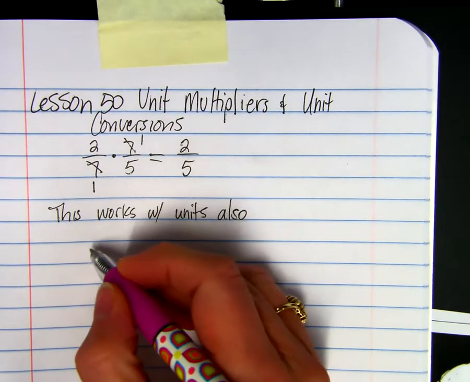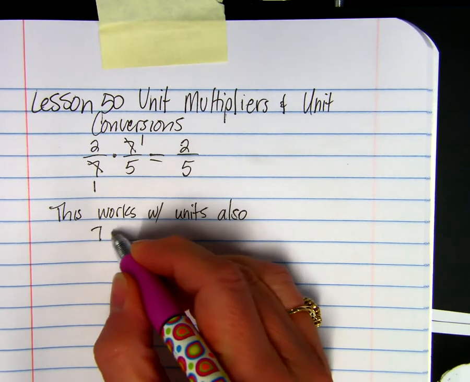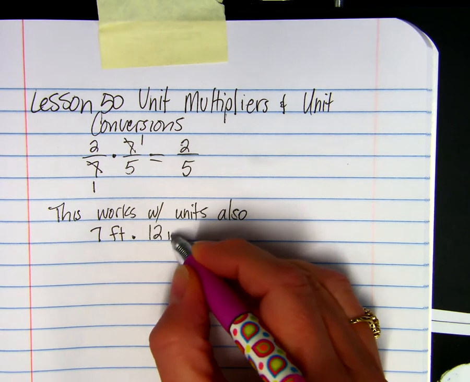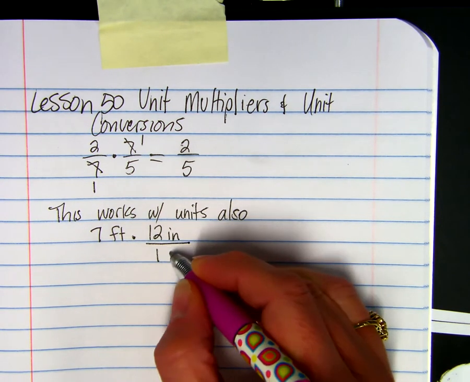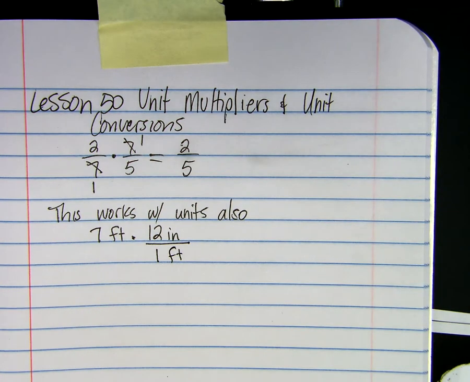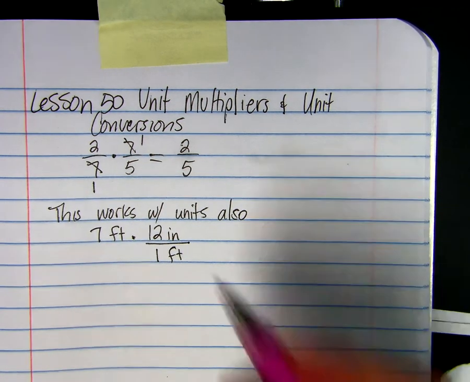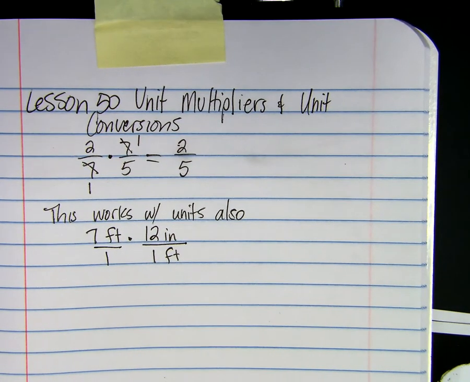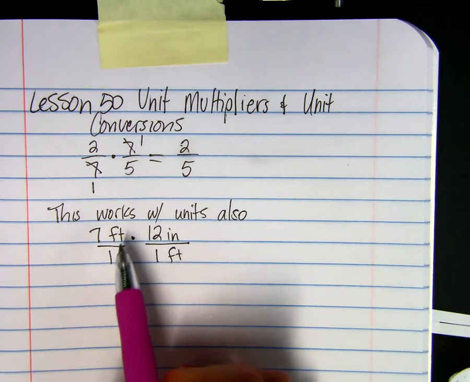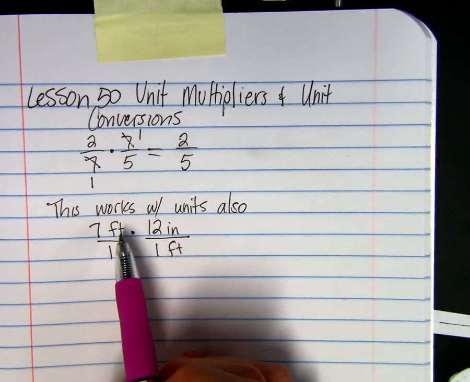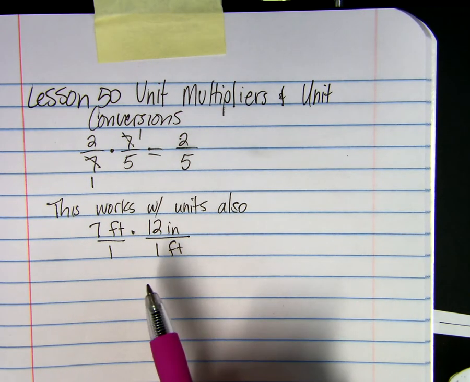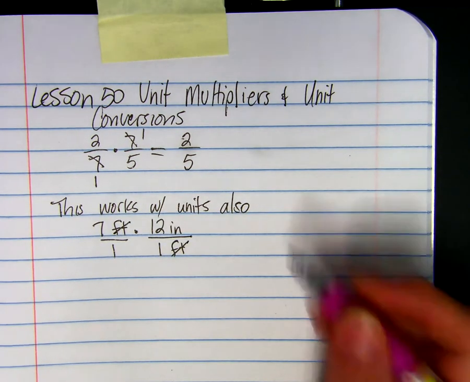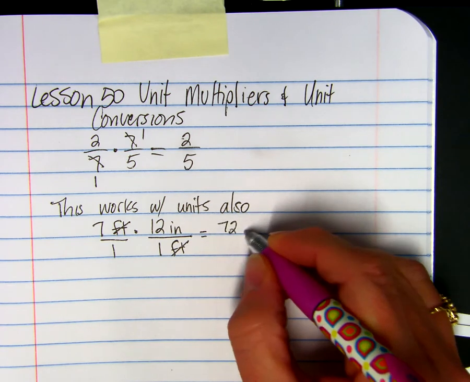Okay, so let's say we had 7 feet and we times it by 12 inches over 1 foot. We can cancel labels also, not just numbers. So if you notice, there is a label of foot in the numerator and one in the denominator. We can cancel those out. So then it would be 72 inches, yes.